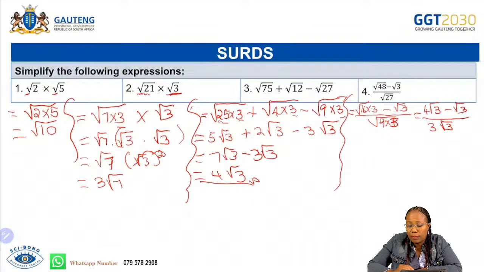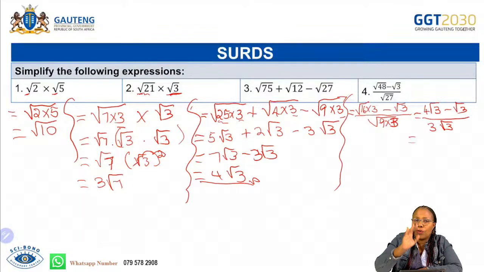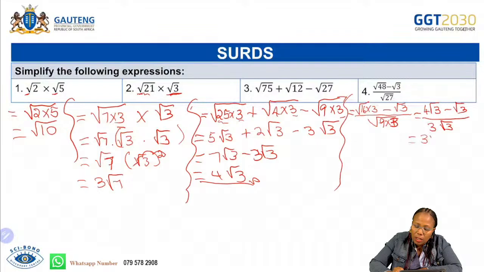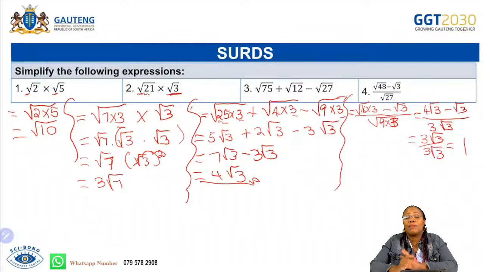Okay, and then 4 square root of 3 minus 1 square root 3 will be 3 square root 3 over 3 square root 3, of which our answer will be 1. It's the same as 100 divided by 100, A over A. The answer is equal to 1.